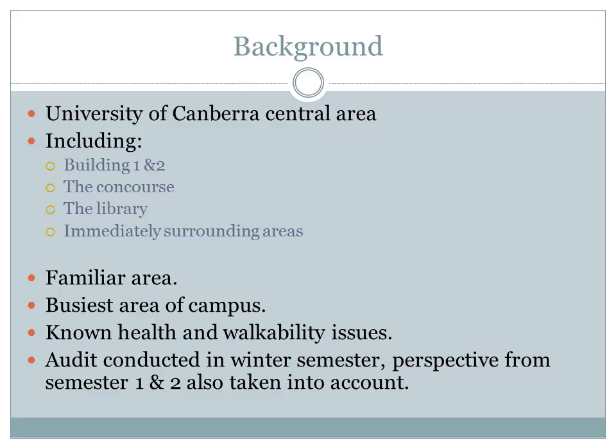So I chose to do the audit at the University of Canberra in the central region. This included the areas around Building 1 and 2, the concourse, the library and the immediately surrounding areas. Although I don't live on campus, I chose this area as it's one that is very familiar to me, and it's also one of the busiest areas of campus where health and walkability issues are the most likely to arise.